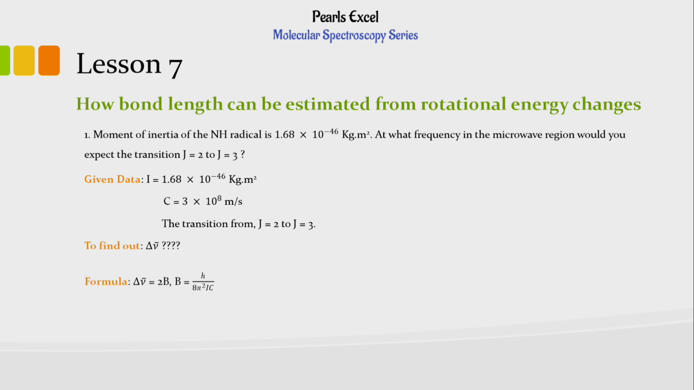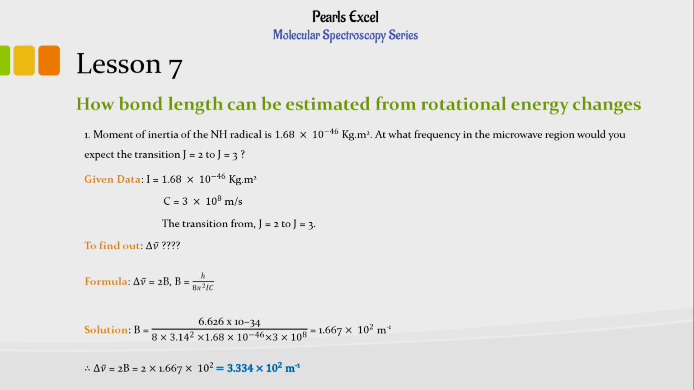To calculate the value of delta nu bar, we must know the B value according to the formula, but we do not know this value. So first we calculate the B value by using the given data. B is equal to 6.626 into 10 raised to minus 34 divided by 8 into 3.14 square, pi value, multiply with I value into velocity of light, 3 into 10 raised to 8. By solving this, we get the answer 1.667 into 10 raised to 2 meter inverse. Now multiply this answer with 2. You will get the value of delta nu bar, that is 3.334 into 10 to the power 2 meter inverse.